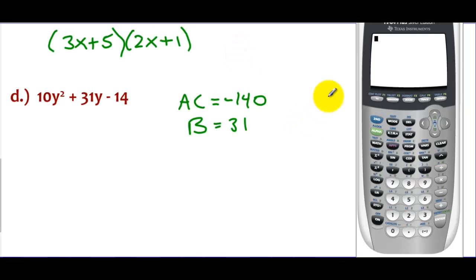Okay, so I brought up my graphing calculator here because, again, we said the problem was that -140 is a bigger number, and it's a lot more difficult to think of all of the factors that could multiply together and give you 140 and try to figure out how that fits in with 31. All right, so if you have the graphing calculator, then there's a nice little trick you can use in order to bring up a list of those factors really easily.